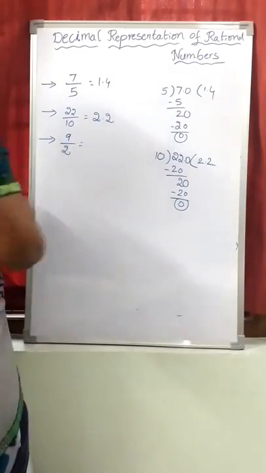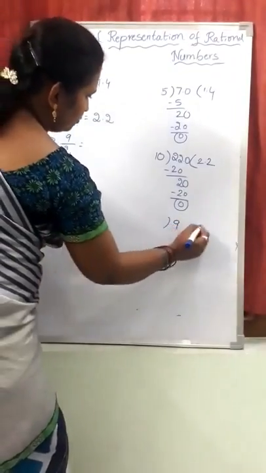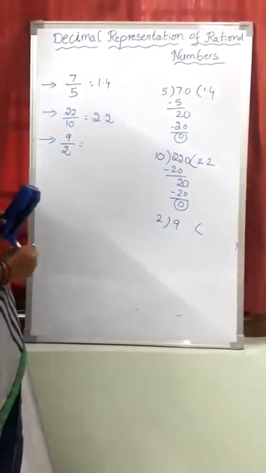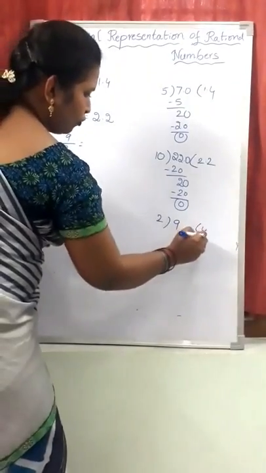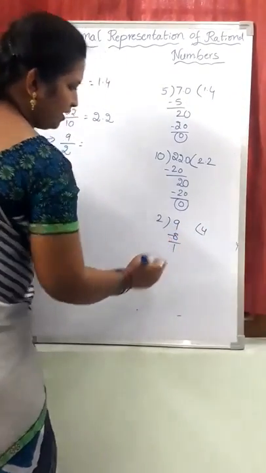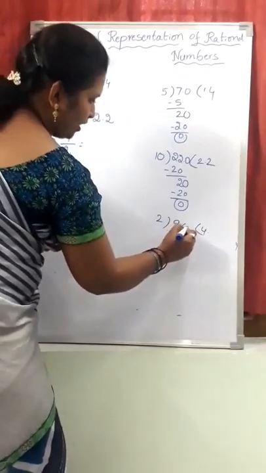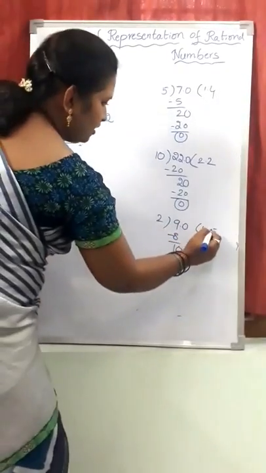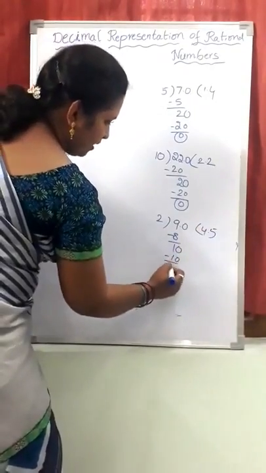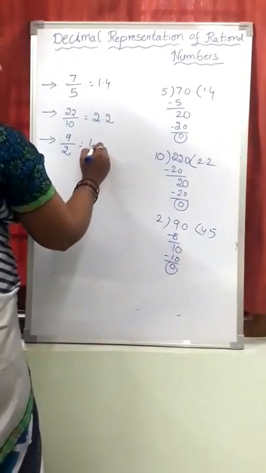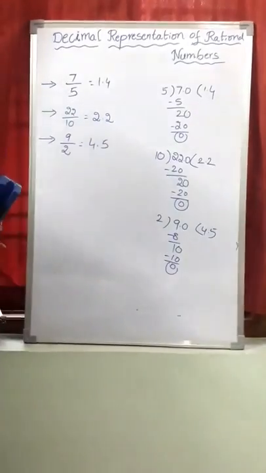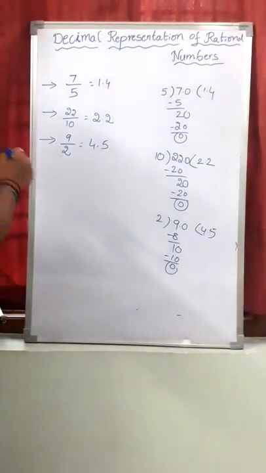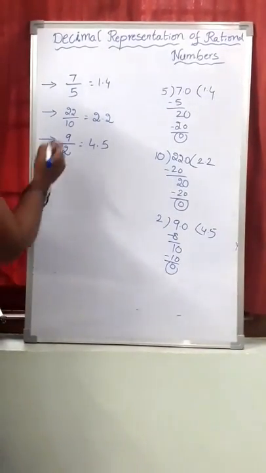Now I am taking the number 9 by 2. Okay. So let us see. Divide 9 with 2. 2 fours are 8. Remainder is 1. Once again keep the point and 0. Bring down that 0. Then 2 fives are 10. Once again we got the remainder 0. 4.5 is its value. Okay.